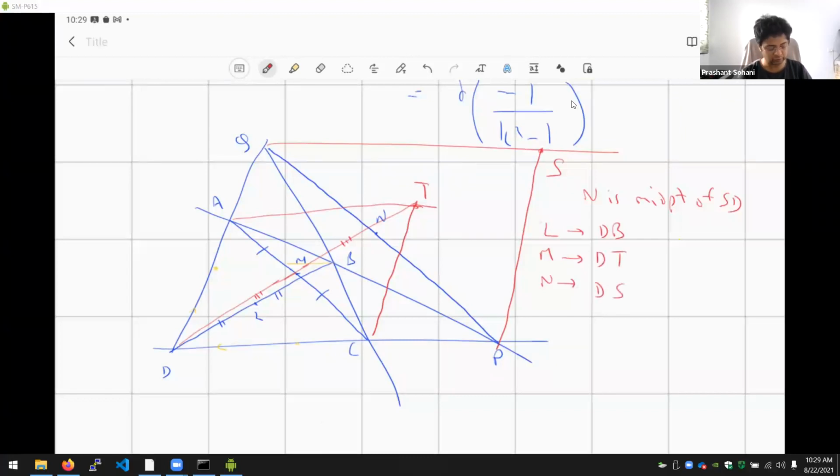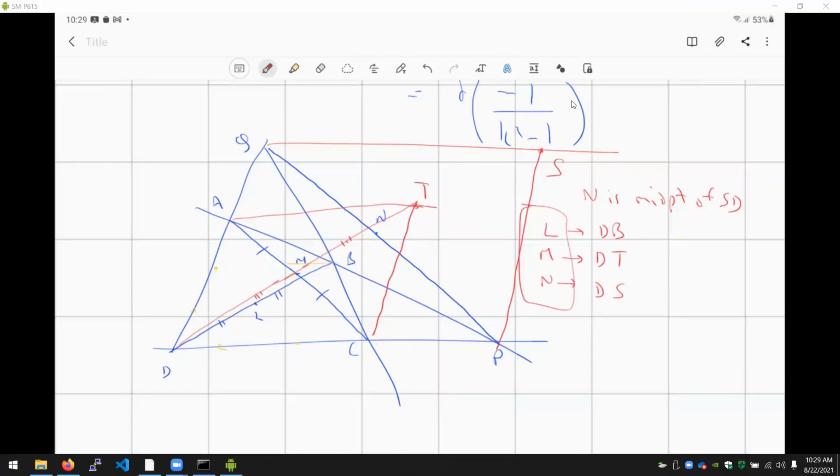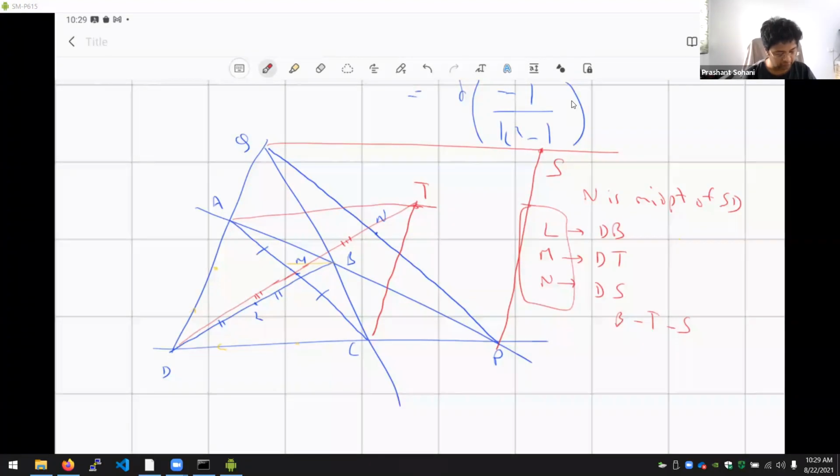So do you see, if I want to show L, M, N are collinear, what is an equivalent statement? B, T, S are collinear. Yes, if B, T, S are collinear, then obviously L, M, N are collinear, because by the midpoint theorem everything is basically parallel to BTS. So I still have to show B, T, S are collinear, so I'm not done. But this is what I can do now.